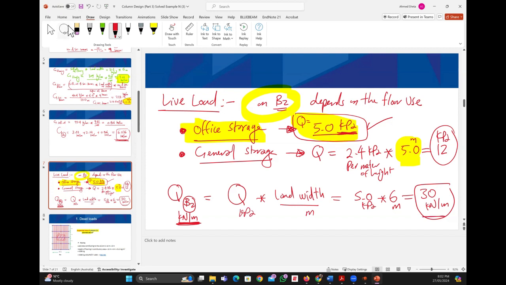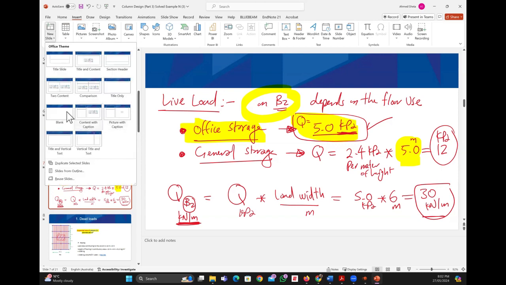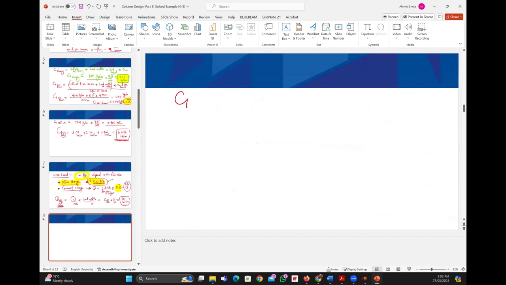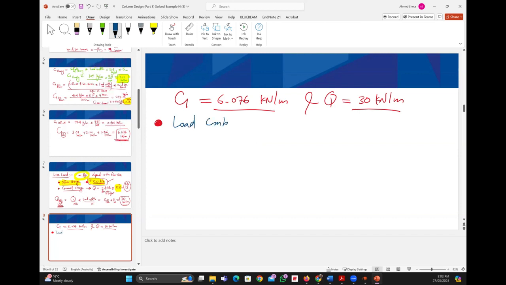So now, what are the loads on the beam? What are the loads on the beam? G equal to what? 6.07 kilonewton per meter, and Q equal to 30 kilonewton per meter. What is the next step, if you remember, or if you tried it already? Yeah, load combination first.